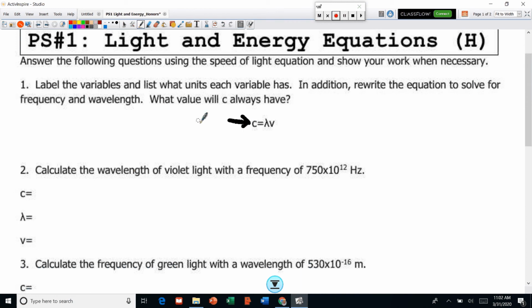Labeling this real quickly, C is the speed of light. This little funky symbol right here stands for wavelength. And the V, it's actually not a V, it's another Greek symbol, but that's going to stand for frequency.